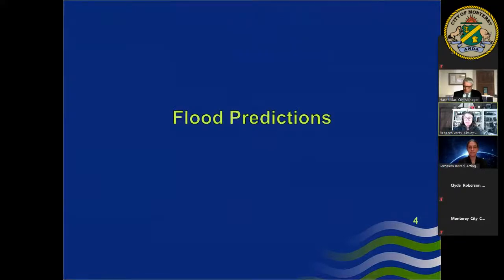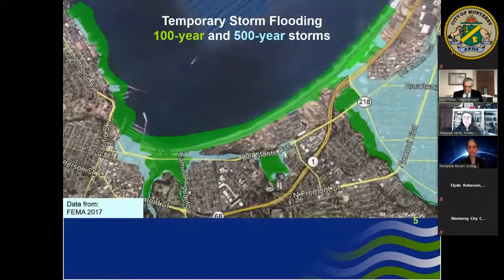So we're going to start by showing you what you've already seen from a previous consultant, the flood predictions. If you'll move forward. This first slide shows you the temporary storm flooding, not sea level rise at all. In green, you'll see the level of flooding that would happen tomorrow if a once in a century coastal storm were to hit. And then in blue, additional flooding if a once every 500 year coastal storm could hit. So when I talk about sea level rise, I am also talking about not just future, but large storms right now. Advance, please.